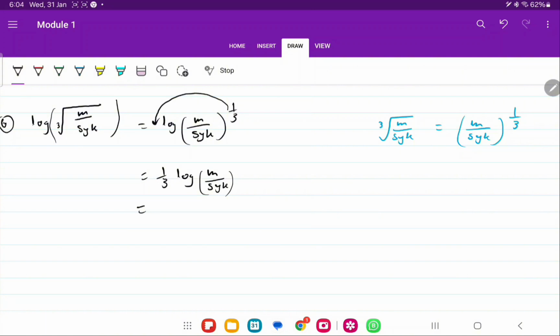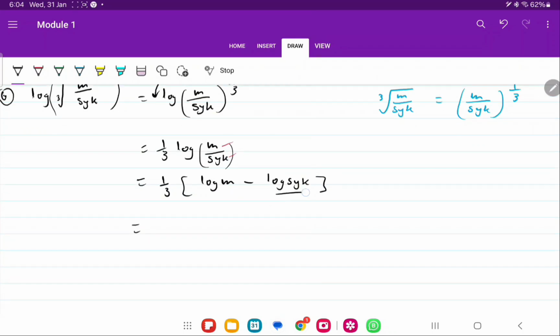Now looking at my argument, I have a fraction. So the first law I should apply is my quotient law, right? So that's going to be the log of m minus the log of syk, right? And down here, I can apply the product law. So that's going to give me, let me change my bracket to something else, the log of s plus the log of y plus the log of k.